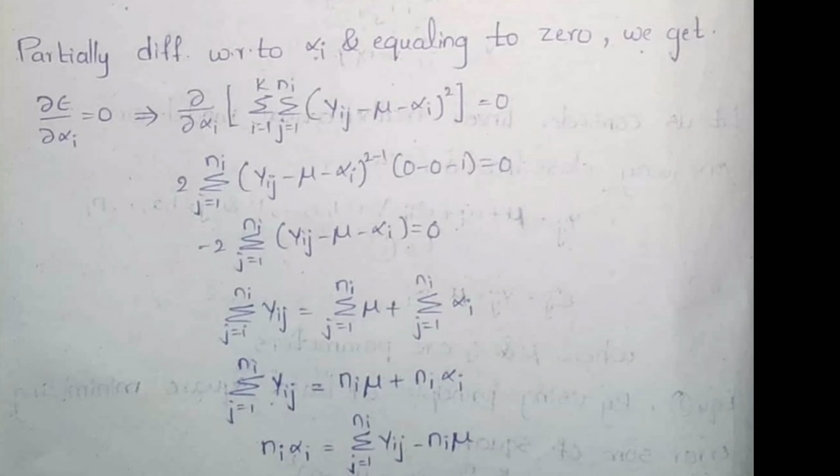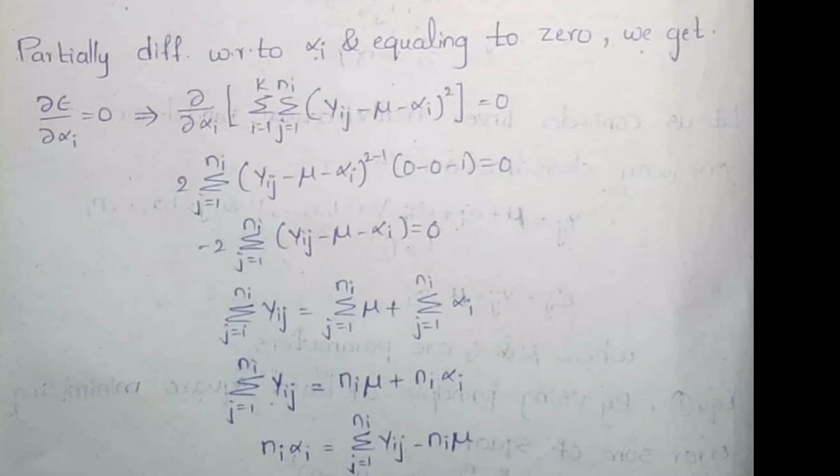Again, partial differentiation with respect to the parameter alpha i, equating to 0. Here also we apply the power rule: 2 into the summation, j ranging 1 to ni, of yij minus mu minus alpha i to the power 2 minus 1. Actually we have two summations here, but we can write it as a single summation only. So we differentiate with respect to alpha i, and the summation over i can be converted into 1.